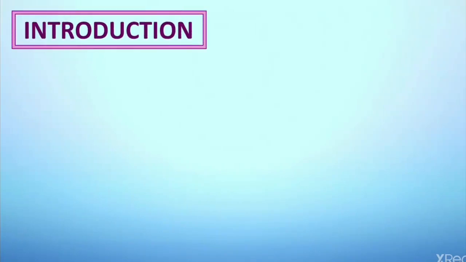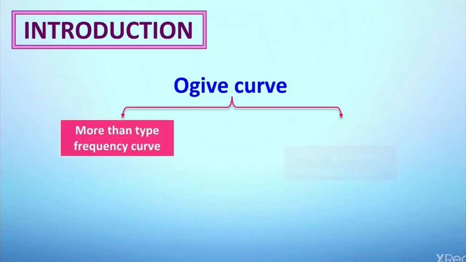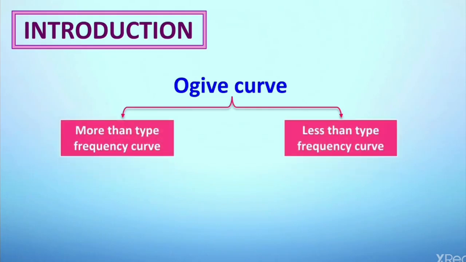Hello students, in this module we will be introduced to a new form of presenting data, that is the Ogive curve. Ogive curves are of two types, that is more than type frequency curve and less than type frequency curve. As the name reminds us of more than type cumulative frequency and less than type cumulative frequency, that will help us to draw the Ogive curve.